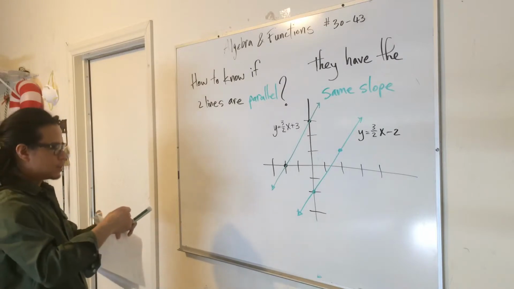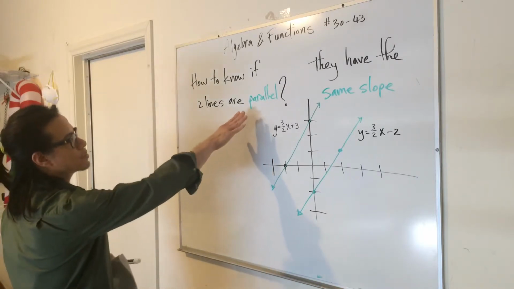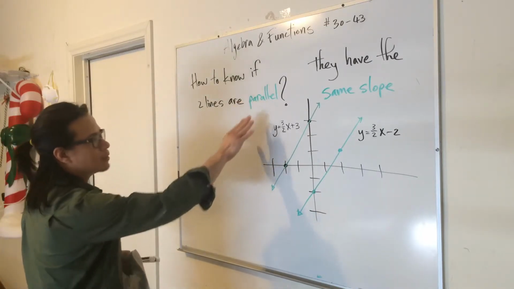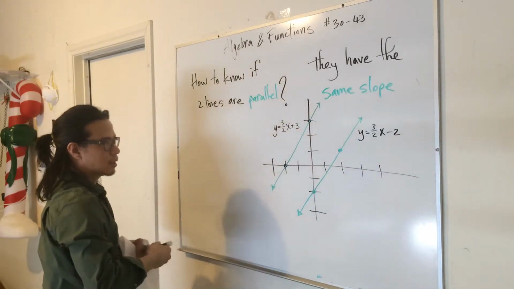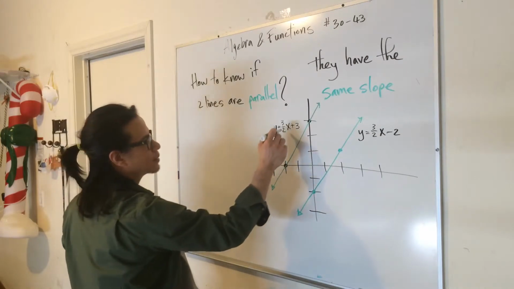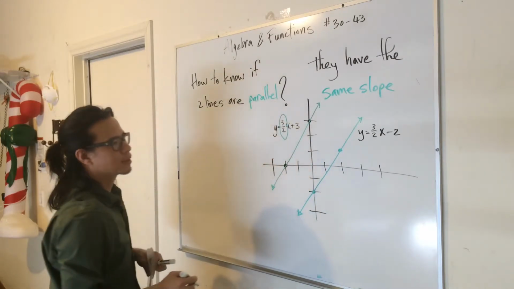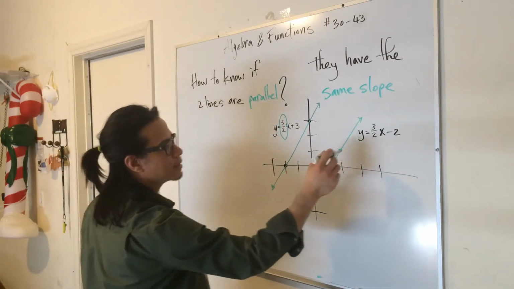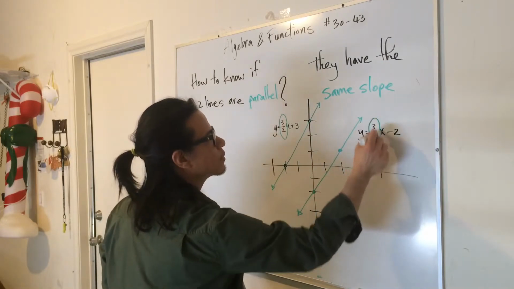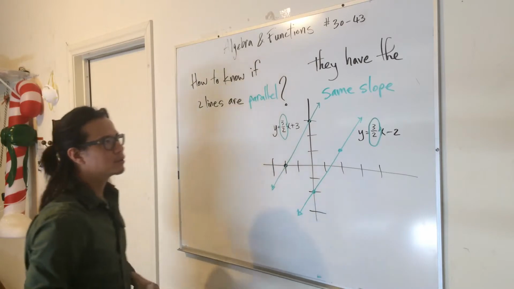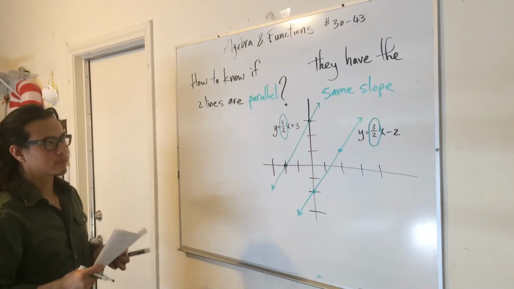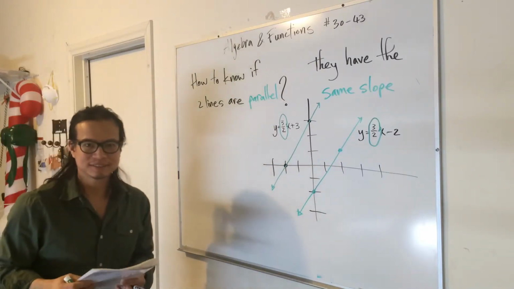Notice that to say that 2 lines are parallel, they need to have the same slope. So the slope of this line is 3/2. The slope of this line is also 3/2. Therefore, these 2 are parallel. Cool, huh?